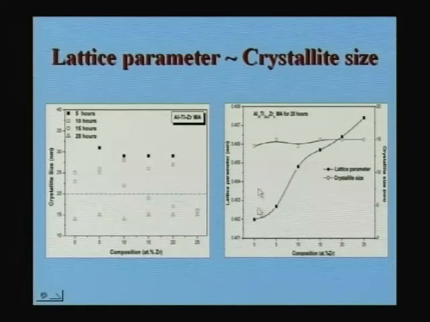And this is again the lattice parameter and crystallite size. Crystallite size after 20 hours of milling is more or less constant in all the compositions. You can reach almost about 15 nanometers. You can see on the right side crystallite size is plotted. So the crystallite size is more or less constant, and the lattice parameter keeps on increasing as a function of composition. And zirconium rich compositions have high lattice parameters, zirconium poor compositions have low lattice parameter, and somewhere in the middle the lattice parameter is very close to that of the pure aluminum lattice parameter.